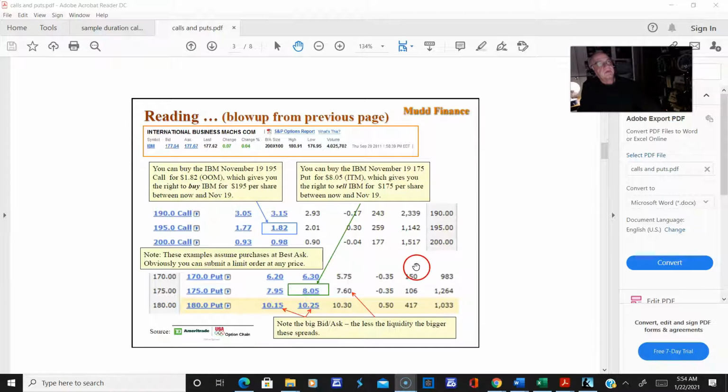So here's a blow up from the previous page. Again, here's the stock info. So you see what it says here. You can buy the IBM November 19th 195 call for $1.82 out of the money, which gives you the right to buy IBM for $195 per share between now and November 19th. Here's the $195 per share.